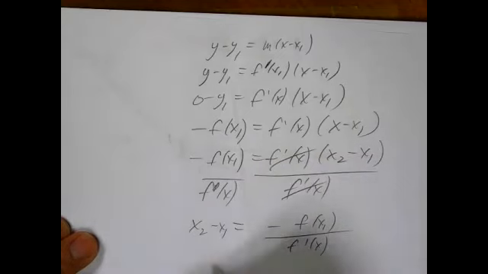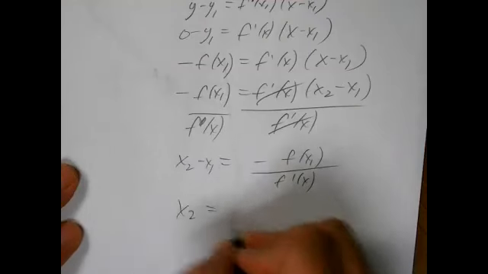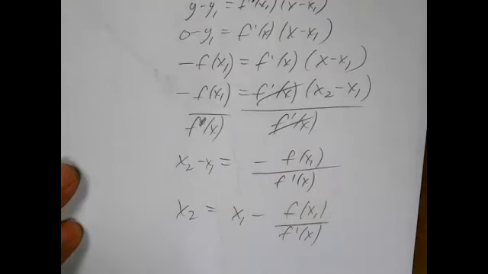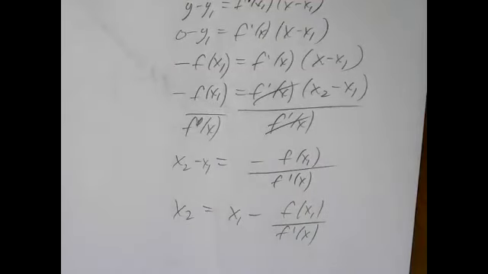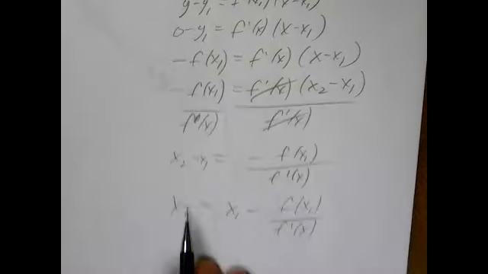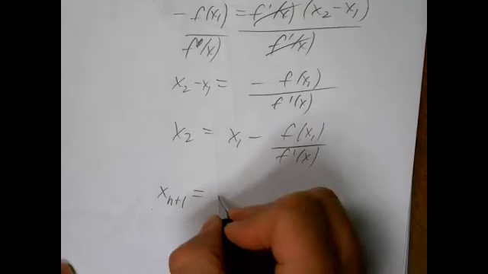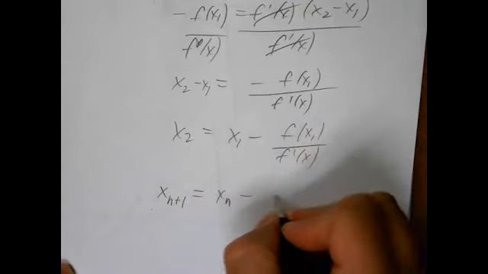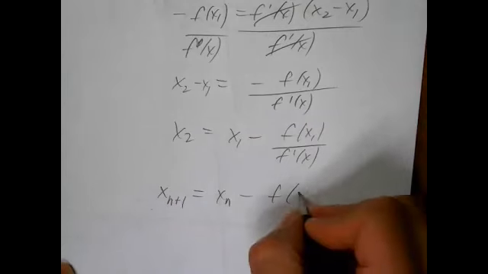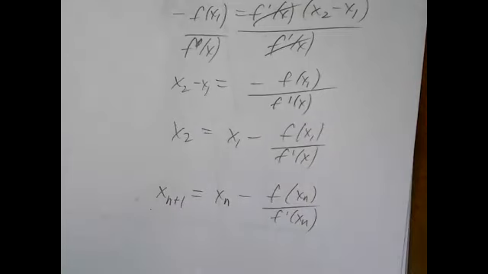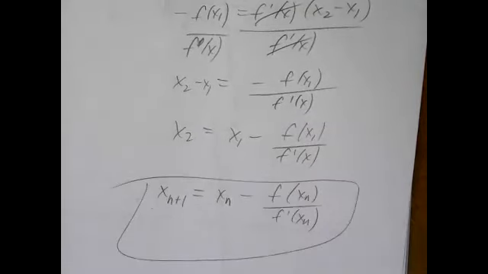Then I'll move the x sub 1 to the other side. And there you go. So that is Newton's method when you're stepping from your first guess to your second. If you want to expand this to general terms, the next guess is always going to be equal to the previous guess minus the function value at the previous guess divided by the derivative at the previous guess. So this is basically the algorithm that is used with Newton's method.